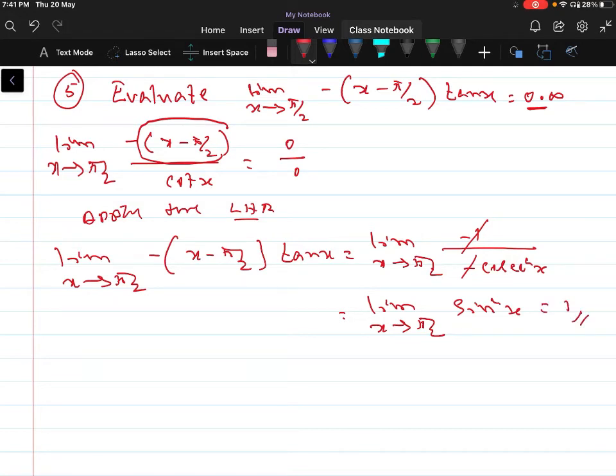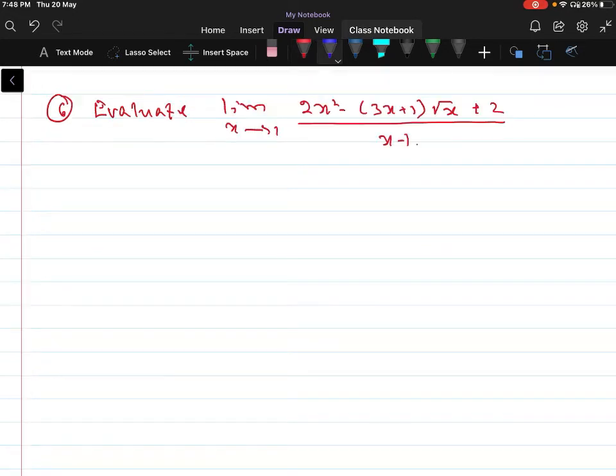So this is the limit of the function when x approaches π/2. Evaluate the limit as x approaches 1 of the function (2x² − 3x + 1)·√x + 2 divided by (x − 1).